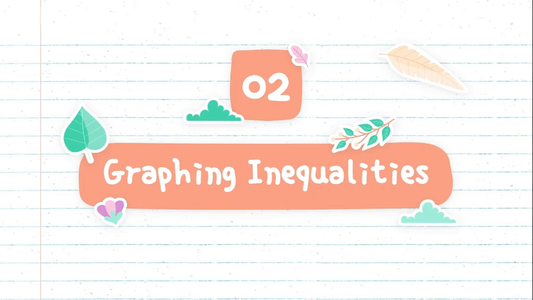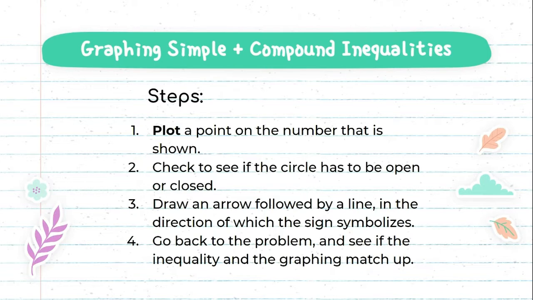In Chapter 2, let's try graphing inequalities. Here are 4 steps you have to follow. First, plot a point on the number line that is shown. Second, check to see if the circle has to be open or closed. Third, draw an arrow followed by a line in the direction of which the sign symbolizes. Lastly, go back to the problem and see if the inequality and the graphing match up. If they don't match up, it probably means that you made a mistake somewhere when following the steps. So then you have to go back and try everything step by step once again.